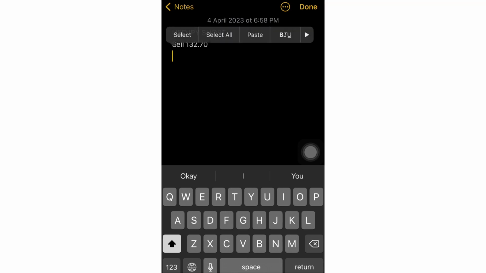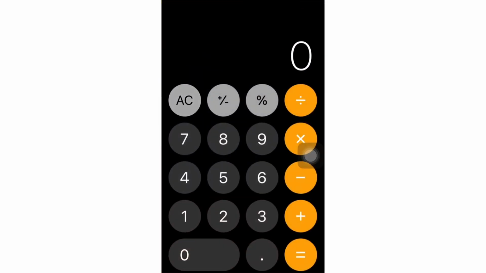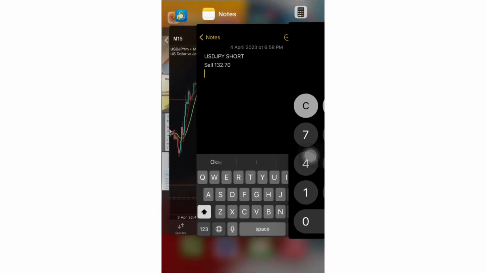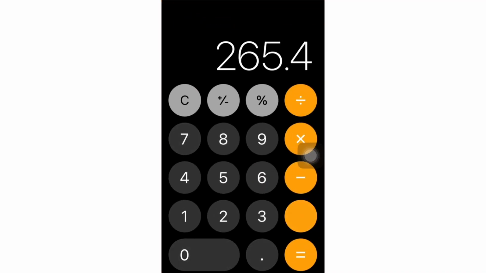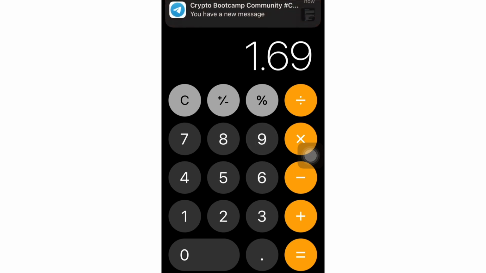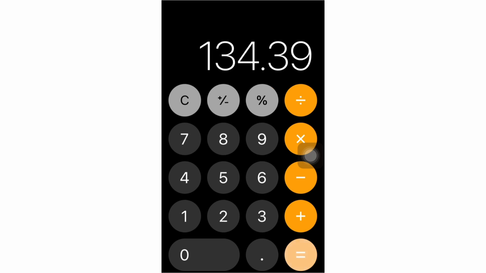So I say the stop loss of 169 will be: I enter the market at 132.70 plus, because I want to short, 1.69. Remember this? I showed you. So this is 169 pips. We have 134.39 as our stop loss.